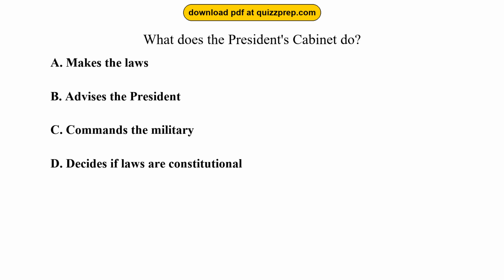Question 64. What does the President's cabinet do? Option A, makes the laws.